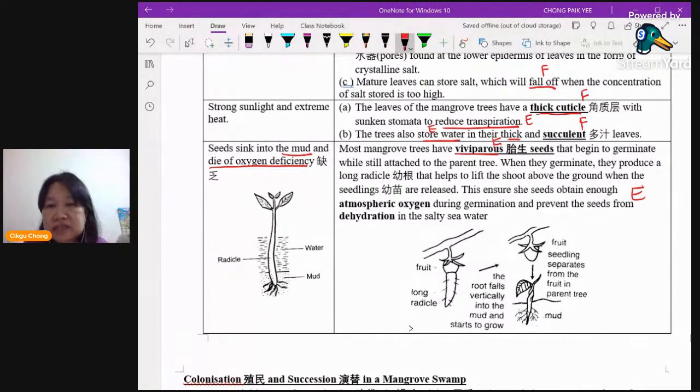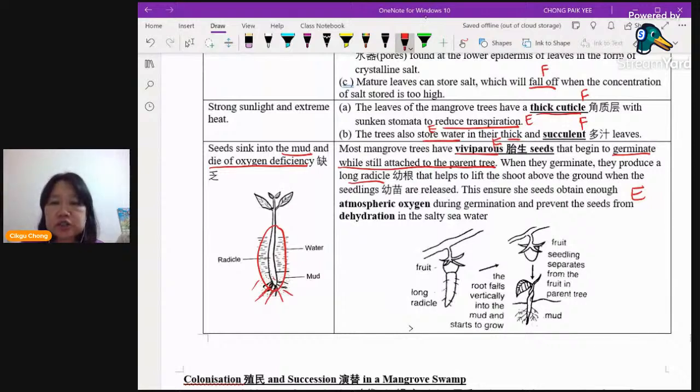That means the seeds are able to germinate while they are still attached to the parent plant. There's no need to remove it from the plant. It already starts to grow, with the root coming out already. When they germinate, they will have a long radicle. The radicle is the root, which is already ready to absorb water. Then when it drops, it's already able to grow right into the soil.